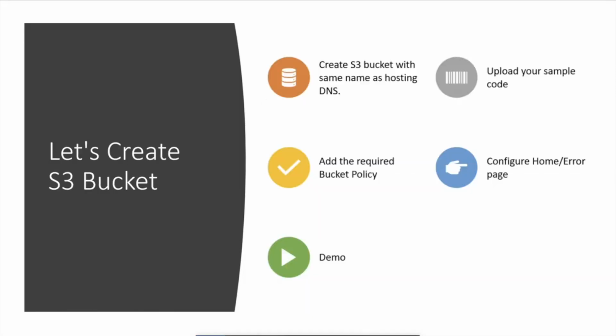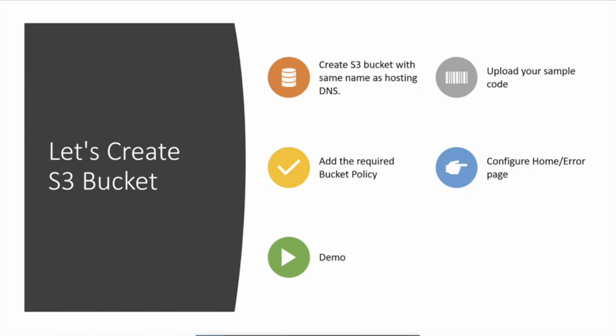For the S3 bucket, we need to give the same name as the name we plan to use in the DNS. As an example, if you are going to use www.example.com with the DNS resolver, we should give that same name to the bucket as well. Otherwise, it won't work. So I'm going to create that same name and then we're going to upload the sample code for it.